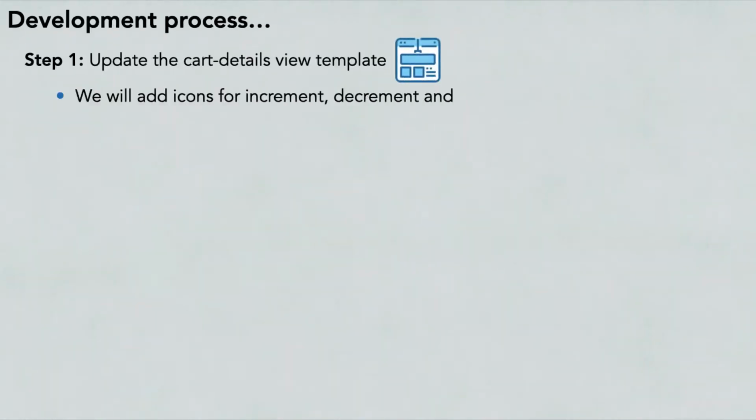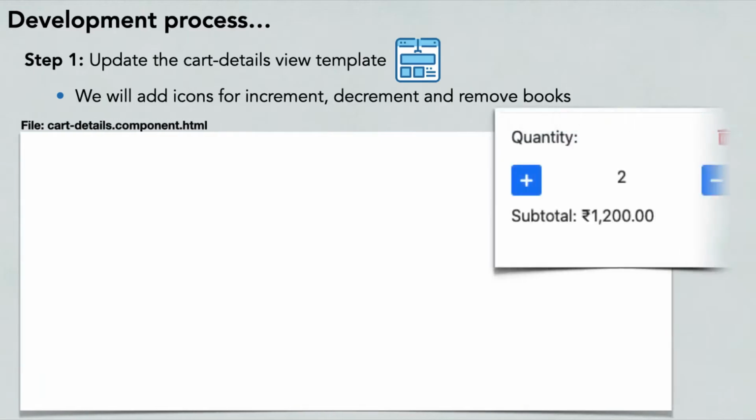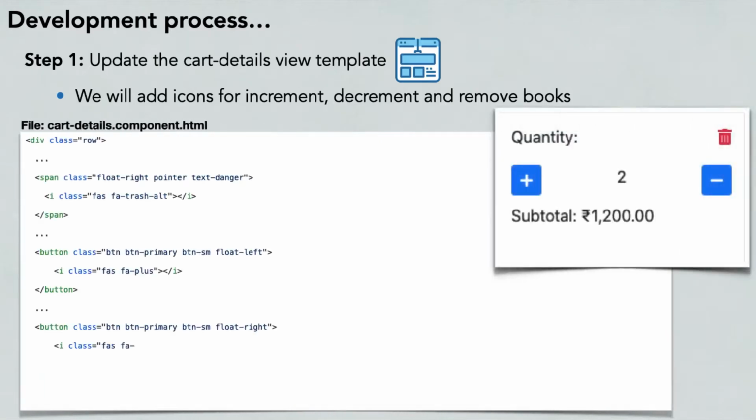Let's look at the development process. So the first step is to update the cart details view template. Within the cart-details.component.html, we're going to add icons for increment, decrement, and remove books. We're going to make use of the Font Awesome library to add those icons.